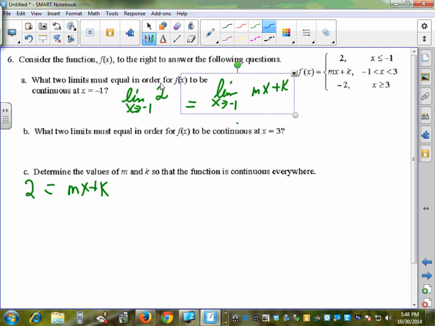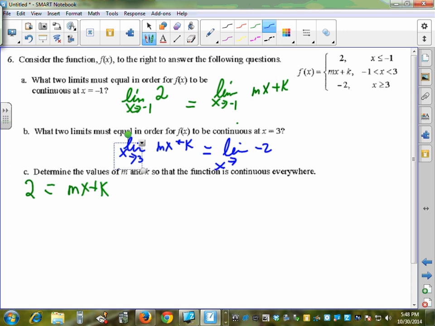If we look at the next one, what two limits must be equal for it to be continuous at 3? That's going to involve these two pieces. The limit of mx plus k as x approaches 3 will have to equal the limit of -2 as x approaches 3. Another way of saying that is that -2, got that here, would also have to be equal to mx plus k.